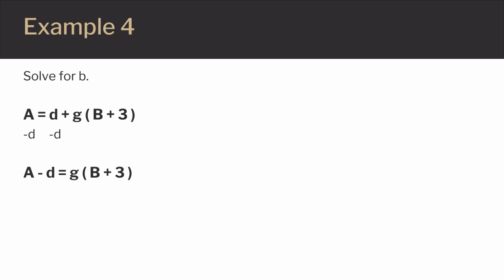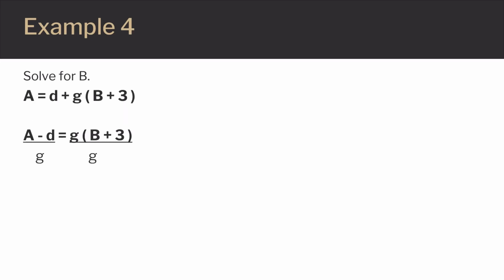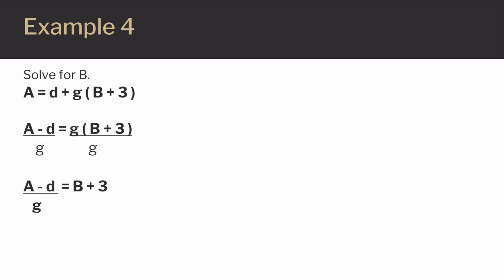Our next step will be to cancel the g. Since we are multiplying by g, we need to divide both sides by g. Remember, what I do to one side of the equation, I do to the other. So now on our left side, we have A minus d divided by g. And on the right side, the g's have canceled, so we just have b plus 3.